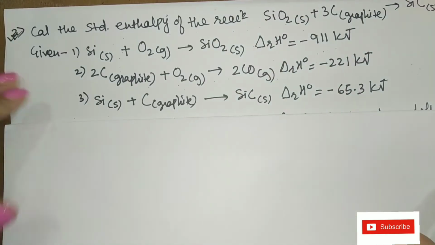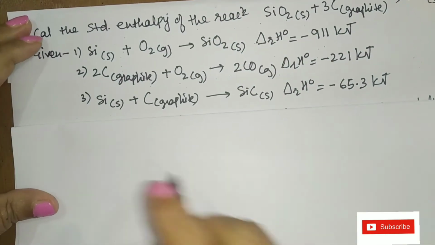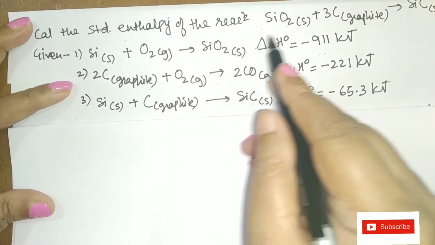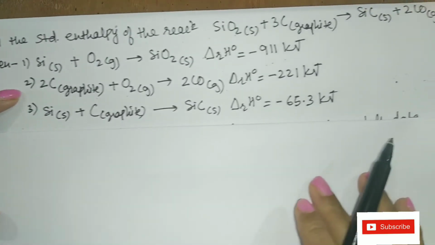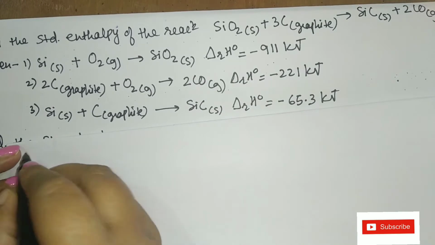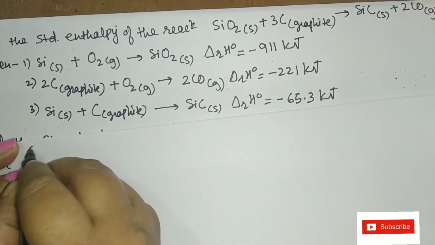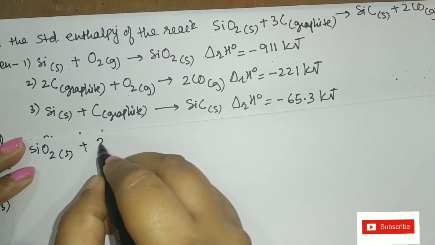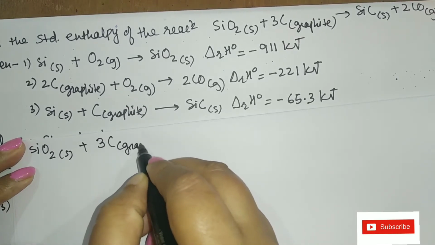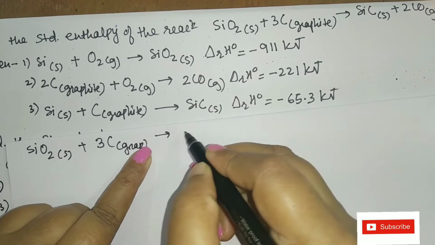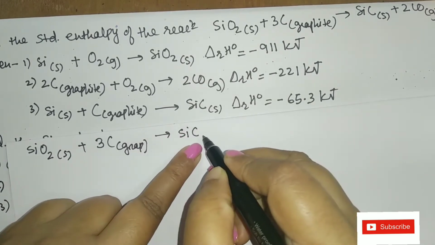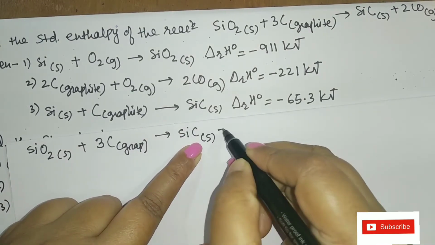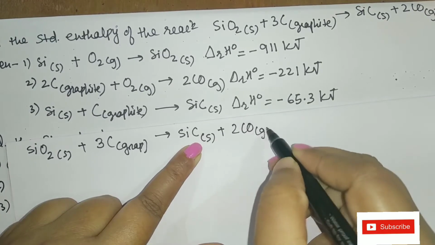Now let us move on to the second problem, student. Here if you see, calculate the standard enthalpy of the reaction. As I said, let us write the required equation first. So the required equation is SiO2 plus 3 carbon in the graphite form gives SiC, that is silicon carbide, plus 2CO gas.